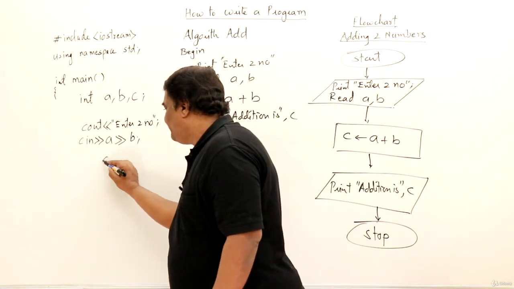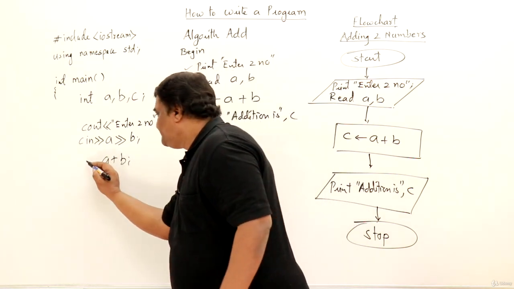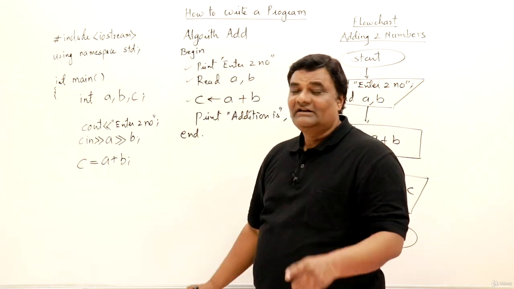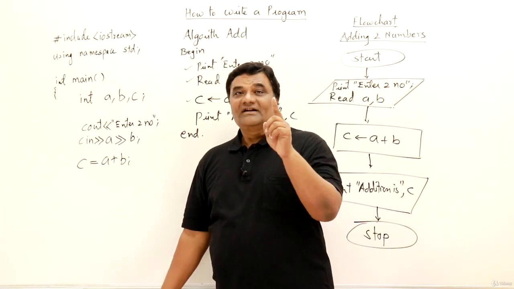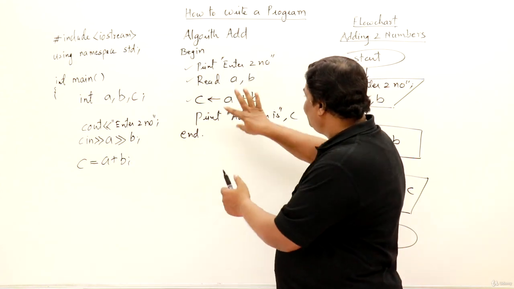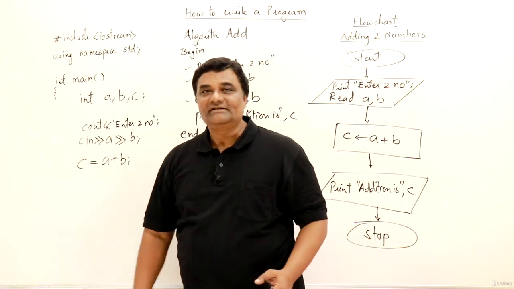So A plus B I want to do, okay, addition will be done. Then where it should be stored? So it should be stored in C. So write down like this, C equal to A plus B, but don't read it as equal to, read it as assign. This means the same thing. Add this to, result is stored in C.